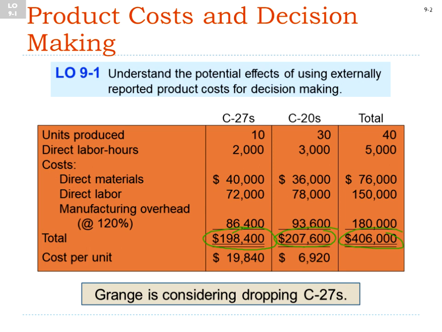Looks like overhead is about half and half as well. Not quite, not exactly half and half, but pretty close. If the total overhead is 180, they're putting 86 to the C-27s and 93 to the C-20s, and that's pretty close to half and half. And as the slide says, the company is considering dropping the C-27s.